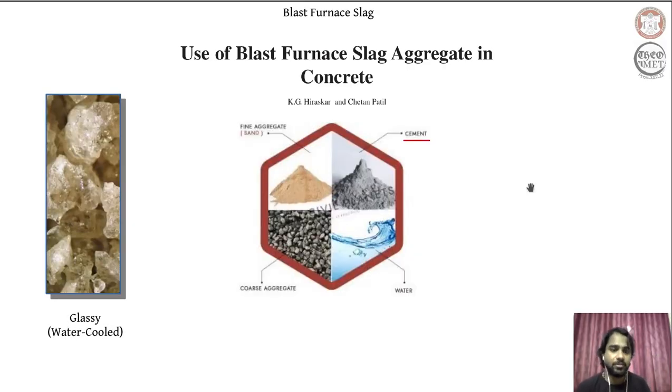Now when you consider the amorphous form, the glassy form of the blast furnace slag that is produced by water cooling, essentially quenching, if I may say, the application of this form of the blast furnace slag is replacing one other component of the concrete, that is cement. Now while the crystalline blast furnace slag replaces aggregate in the concrete, the amorphous blast furnace slag replaces cement in the concrete.